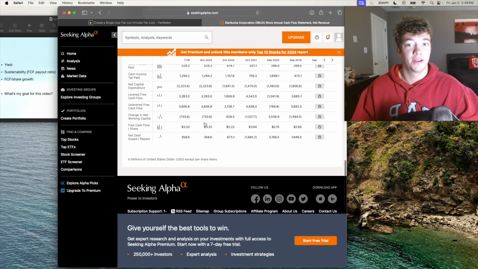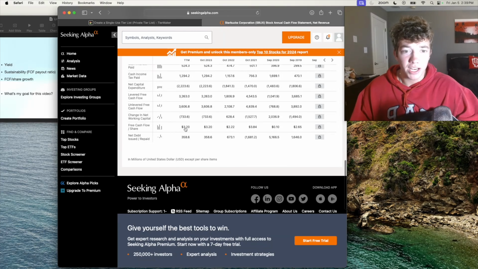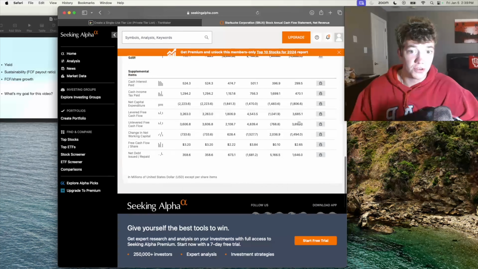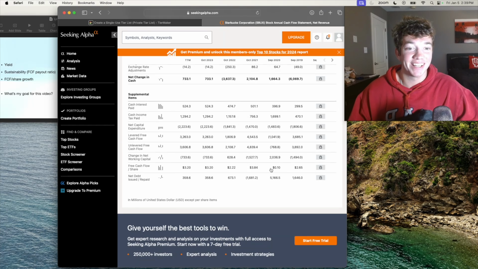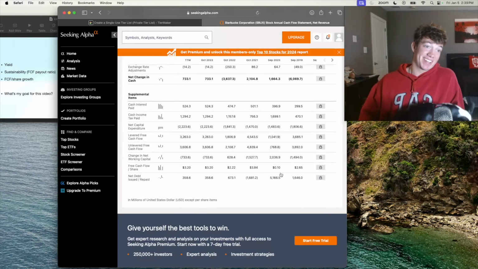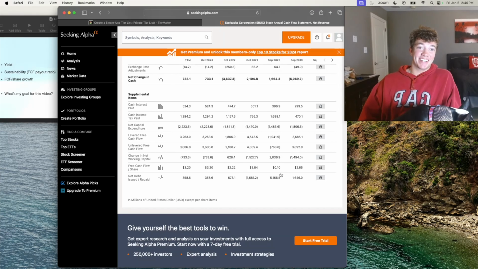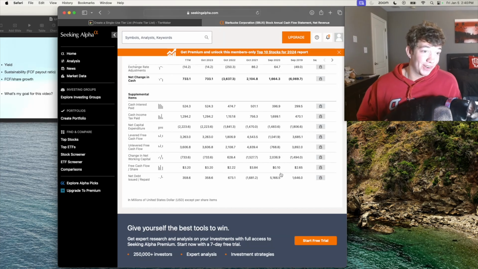Here we are. Free cash flow per share going back to September 2019, $2.65. And then in 2020, only 10 cents. So, that was interesting. A lot of people were staying home in 2020 due to COVID. That obviously hit Starbucks hard.